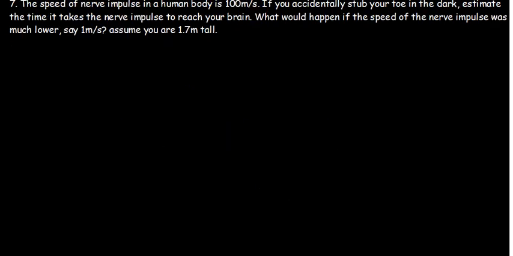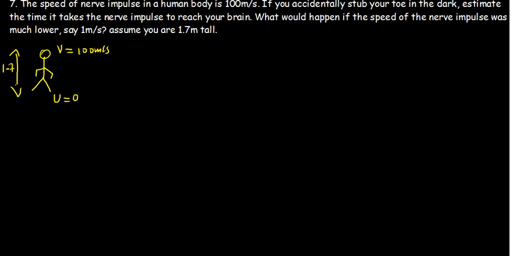Alright. The speed of a nerve impulse in a human body is 100 meters per second. If you accidentally stab your toe in the dark, estimate the time it takes the nerve impulse to reach your brain. What would happen if the speed of the nerve impulse is much lower, say 1 meter per second? Assume you are 1.7 meters tall. So say this is a person who is 1.7 meters tall. So when you stab your toe, the nerve impulses are going to start from rest, and then they're going to reach the brain with a velocity of 100 meters per second. And this person is 1.7 meters tall.